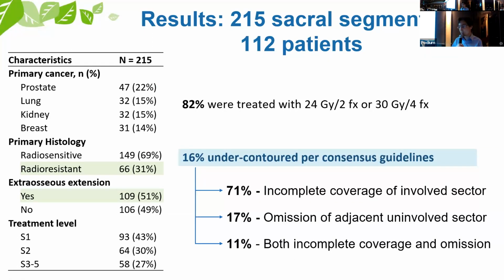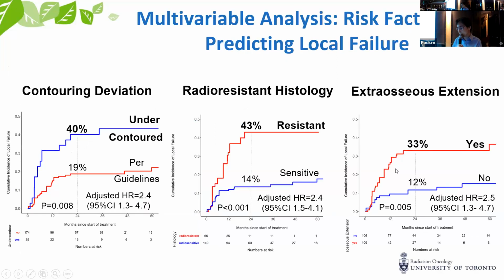We included 215 sacral segments in 112 patients. One third of patients had metastasis of radio-resistant histology, and 51% had extraosseous extension. 16% of segments were under-contoured per consensus guidelines, with the main cause of under-contouring being incomplete coverage of involved sector.